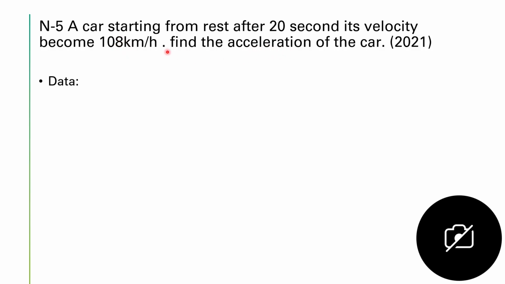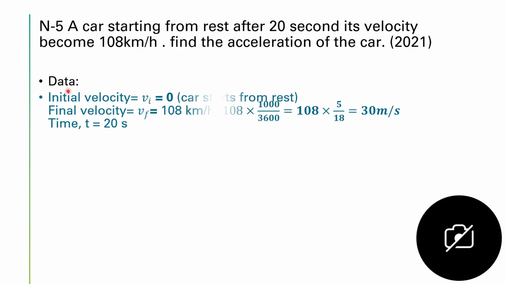Now make the data. Write the side heading of data. List all the given data. Initial velocity Vi is 0. Final velocity is 108 km per hour. Time is given, time is 20 seconds. And acceleration is required, a is required.